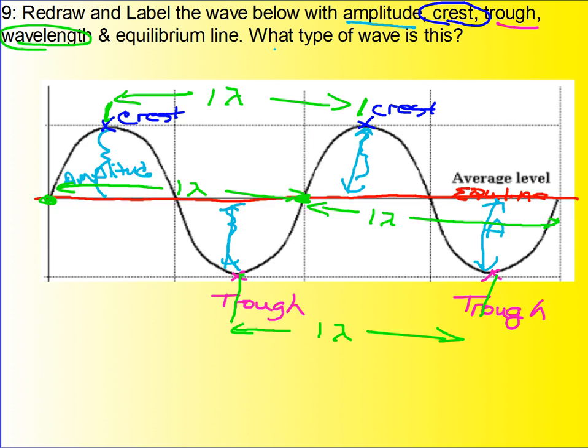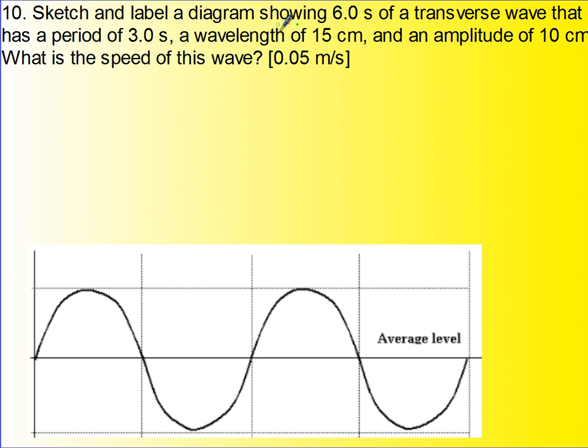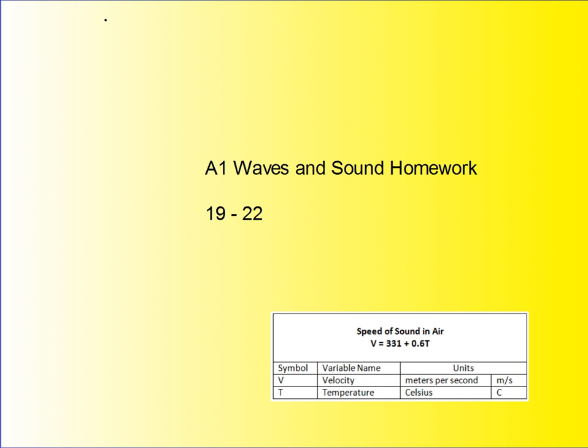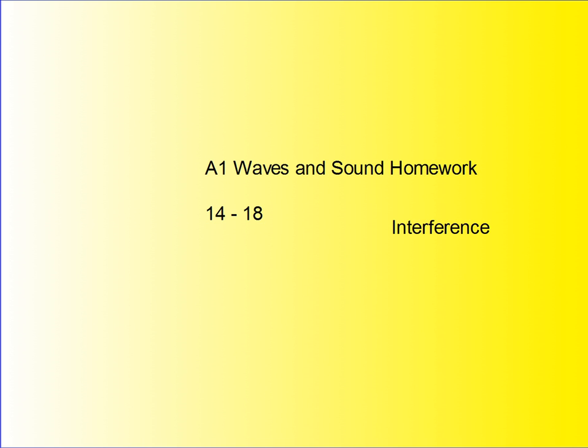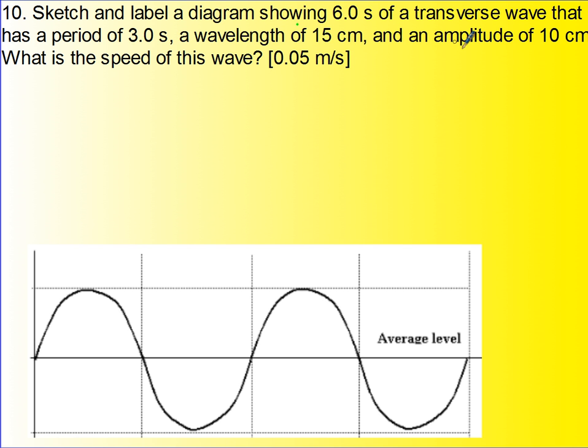Now, sketch and label a diagram showing 6 seconds of a transverse wave. Oh goodness, don't know what happened there. Getting carried away. 6 seconds of a transverse wave that has a period of 3 seconds, a wavelength of 15 centimeters and an amplitude of 10 centimeters. What's the speed of the wave?